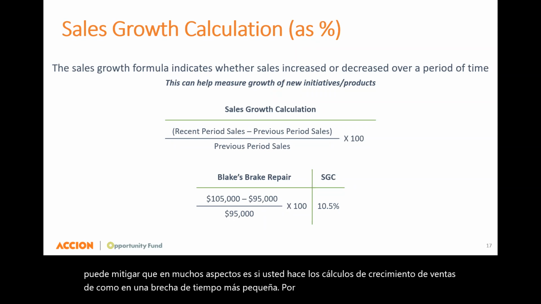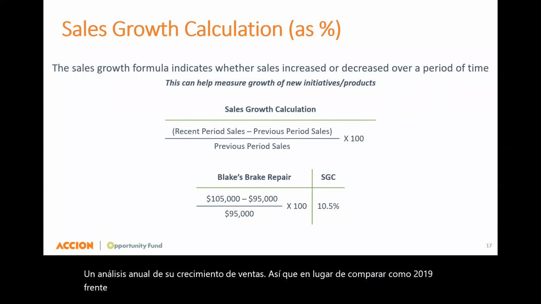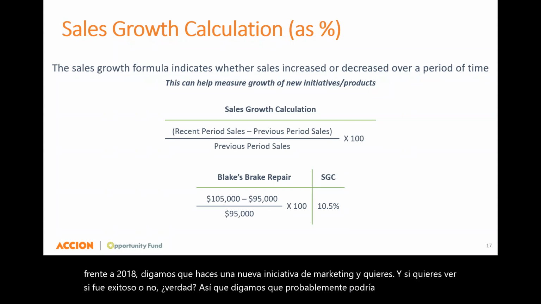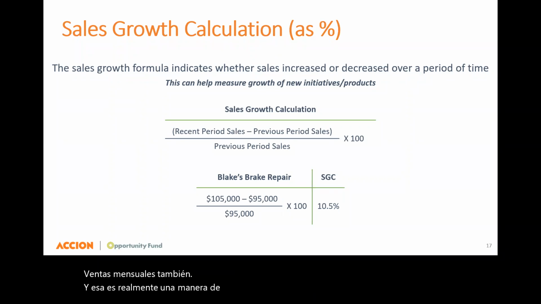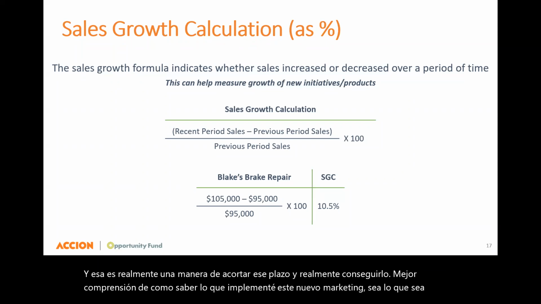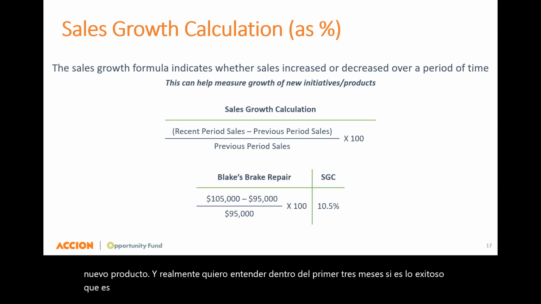Okay. So instead of doing a yearly analysis of your sales growth, instead of comparing 2019 versus 2018, let's say you do a new marketing initiative and you want to see if it was successful or not. You could compare a month or 2 months instead. Instead of plugging in your yearly sales, you can do monthly sales as well. That shortens the time frame and gives you a better understanding of, say, I implemented this new marketing or this new product, and I want to understand within the first 3 months how successful it is, or if it's not successful at all. So usually the way to mitigate that is to shorten that time frame.